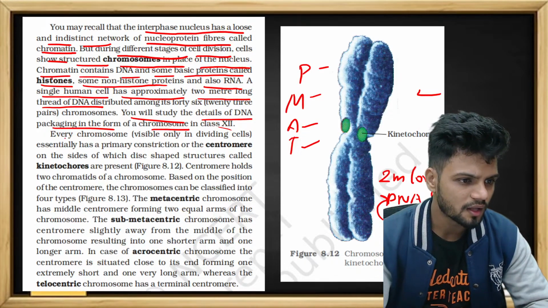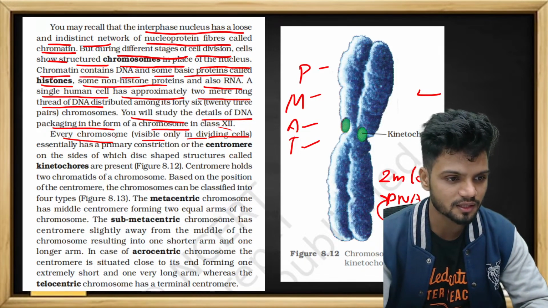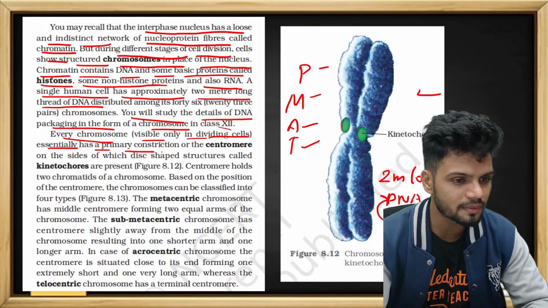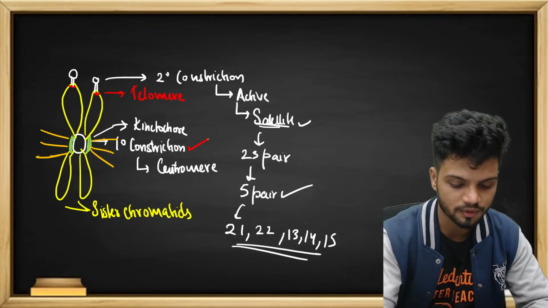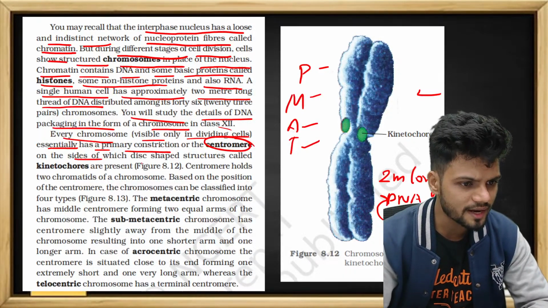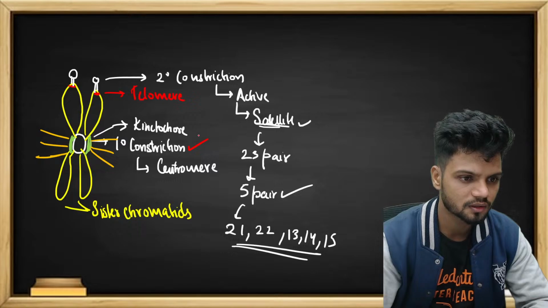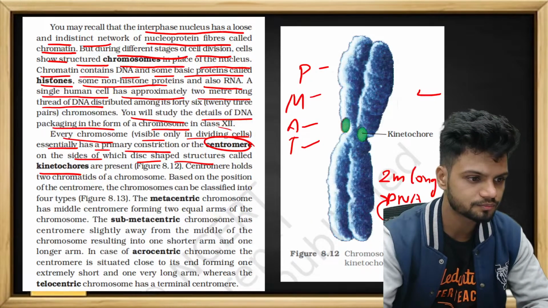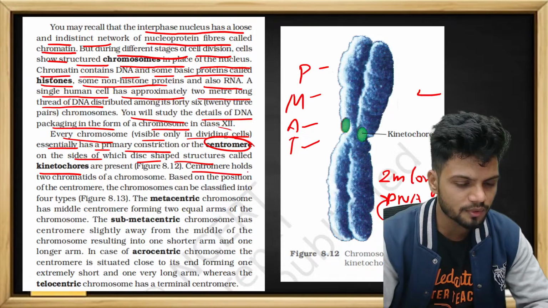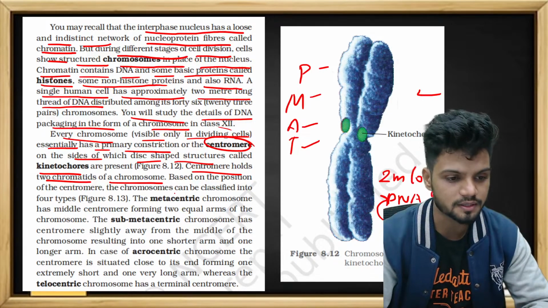Okay. Every chromosome, visible only during cell division, essentially has a primary constriction called the centromere. On the sides of which is a disc-shaped structure called kinetochore. Kinetochore is also present here. Centromere holds the two chromatids of the chromosome, the sister chromatids.